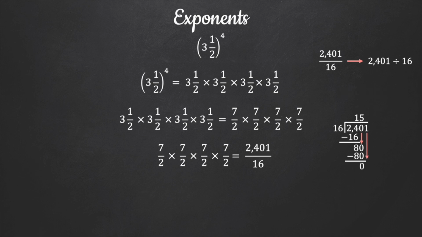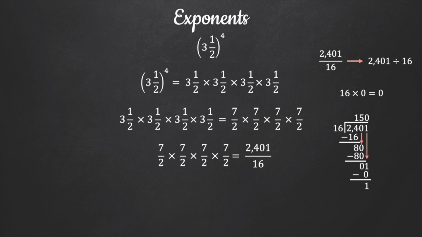Now we're going to go ahead and bring down our next digit, which is 1. And we ask ourselves, how many times does 16 go into 1? Well, 16 goes into 1 0 times, because 16 times 0 is equal to 0. And 16 times 1 would equal 16, and that would be way too high. So we're going to go ahead and subtract by 0. 1 minus 0 is equal to 1.